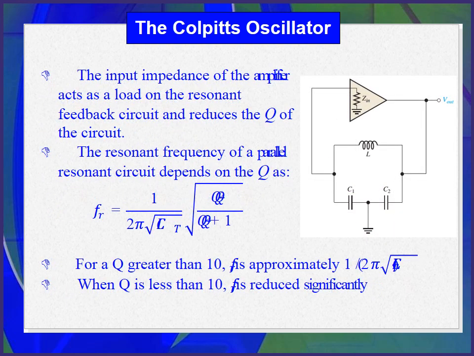So this is the resonant frequency of a parallel resonant circuit, which depends on the Q value. Its resonant frequency is given as 1 by 2 pi root of LCT into square root of Q squared divided by Q squared plus 1. As a rule of thumb, for a Q greater than 10, the frequency is approximately equal to FR equal to 1 by 2 pi root of LCT. When Q is less than 10, however, resonant frequency is reduced significantly.